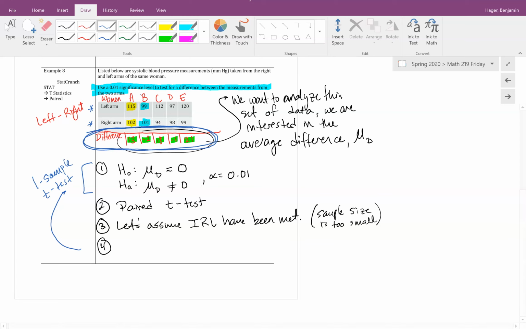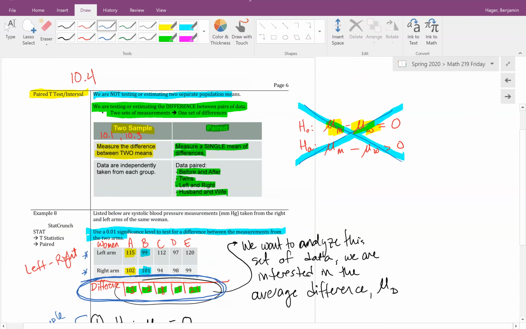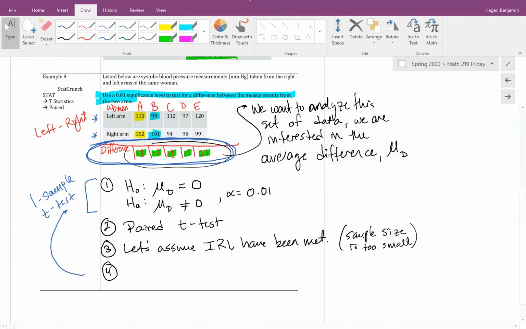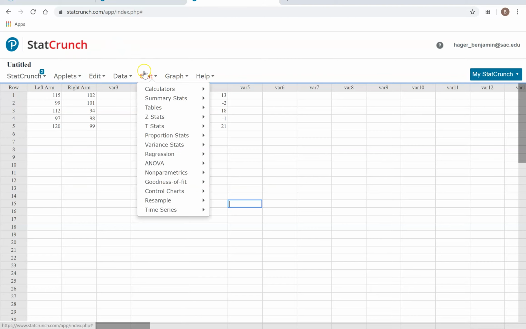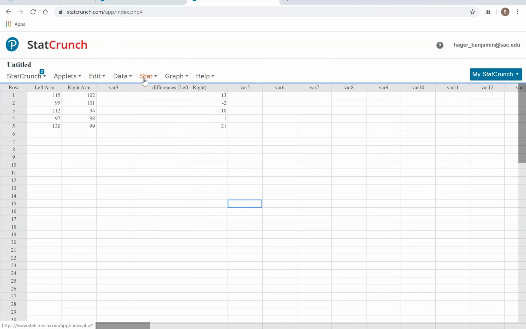Let's take a look at what StatCrunch does for us. So I already loaded the data into StatCrunch here. I've got the left arm blood pressure measurements and the right arm blood pressure measurements. And then I also wrote down the differences because I just want to show you two ways you could do this. So one thing you could do is go to Stat.